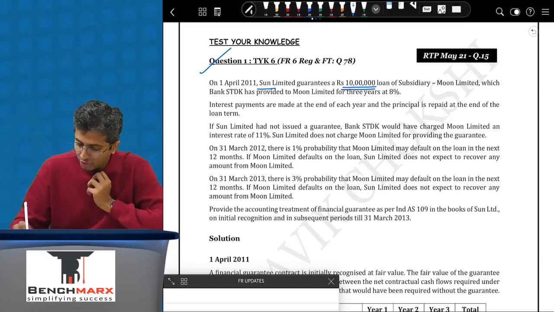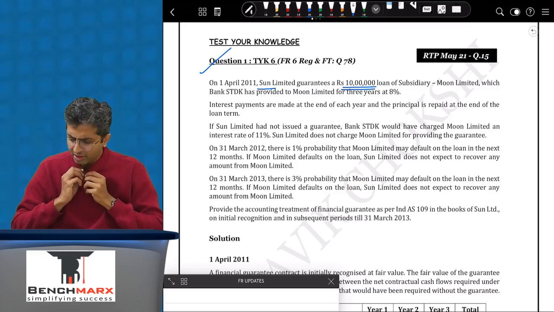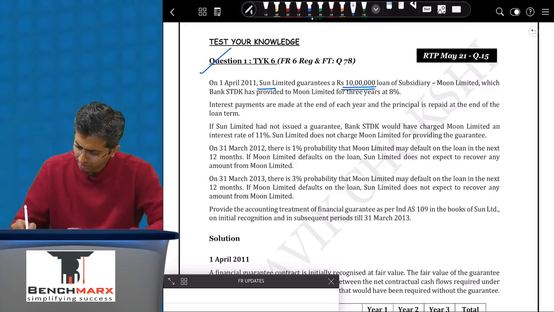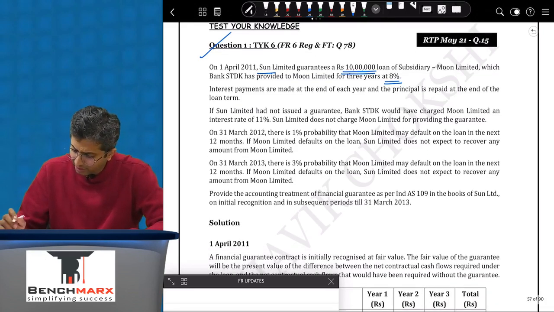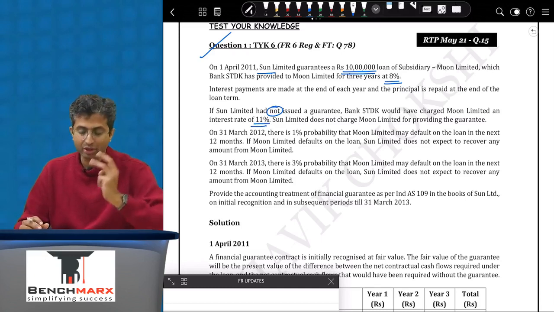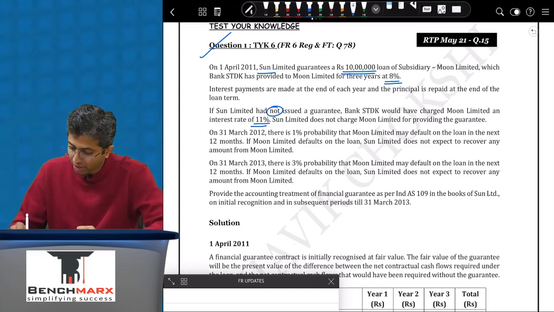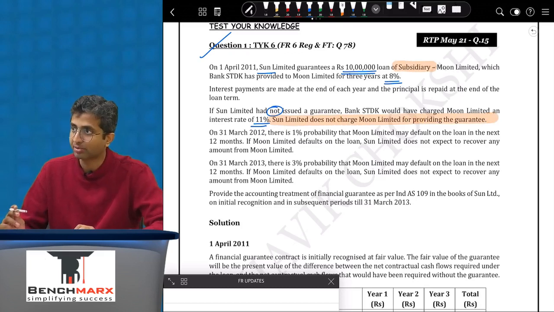Okay, so this is your actual coupon, which is 8%, and the amount of the loan is 10 lakhs. The interest payments are made at the end of the year and the principal is repaid at the end of the loan term. If Sun had not issued the guarantee, bank SDK would have charged an interest rate of 11%. So because of the guarantee, there is a saving of 3%. Sun does not charge Moon for providing the guarantee. Well, ideally Sun should charge, right? However, it appears that there is a holding subsidiary relationship, and due to that relationship, it is not being charged.